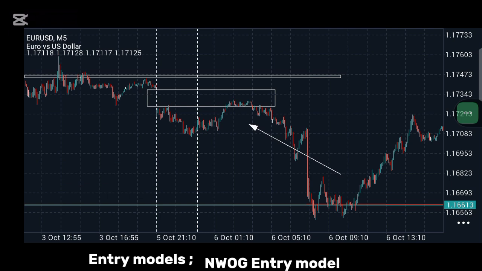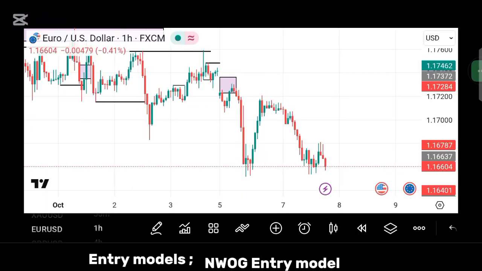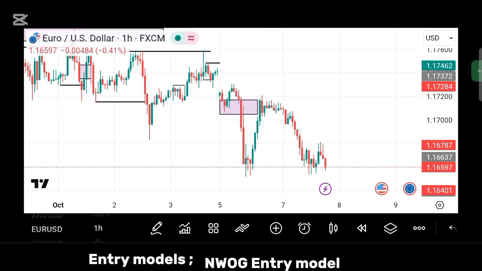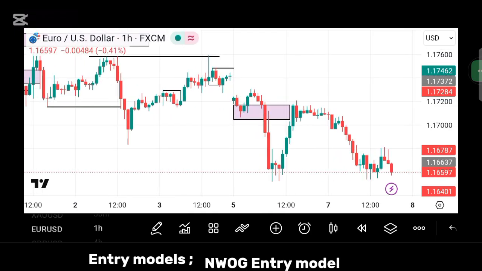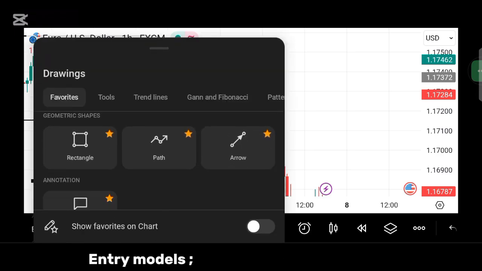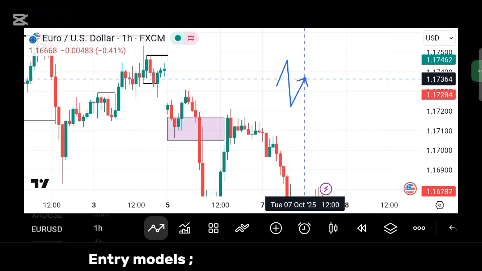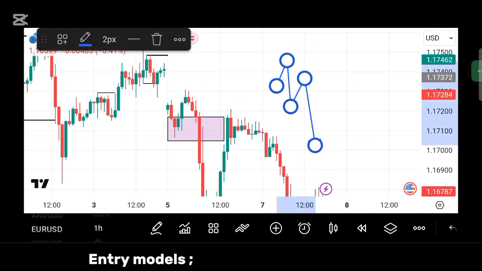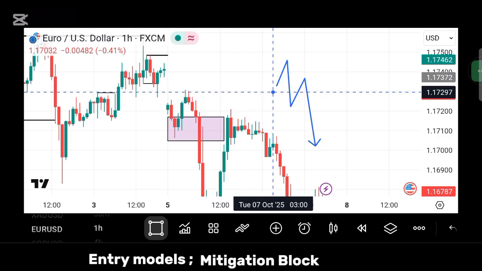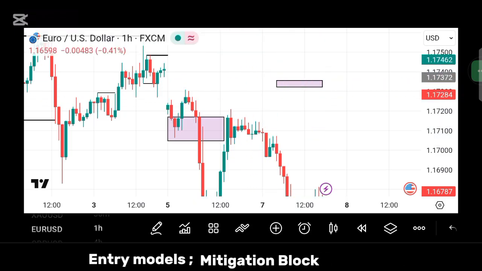So let's check out the third opportunity. The third opportunity would have been this breaker block, sorry, mitigation block, right? If I'm not wrong. What is this block? Let me try to draw it again. I'm missing something out. So this is a mitigation block. Yes, that's the mitigation block, where price is actually mitigating the last order block that was taken out here. So the next opportunity was this mitigation block.